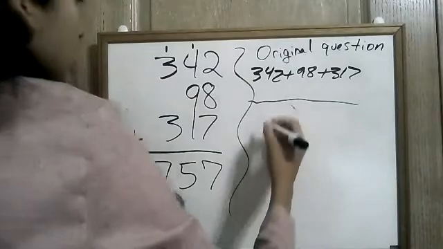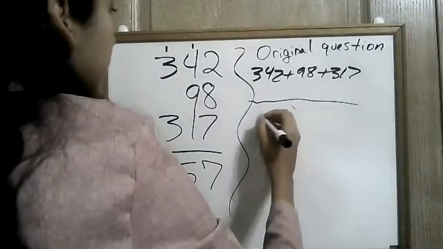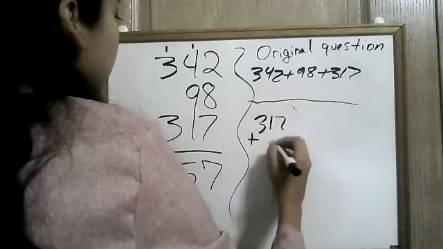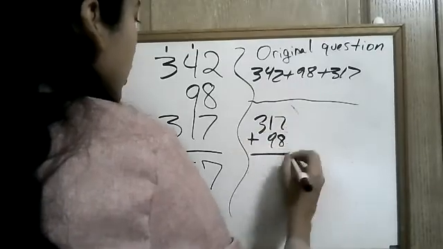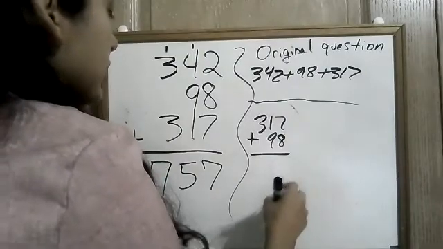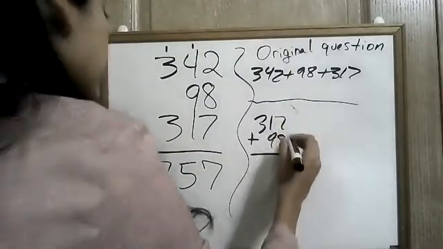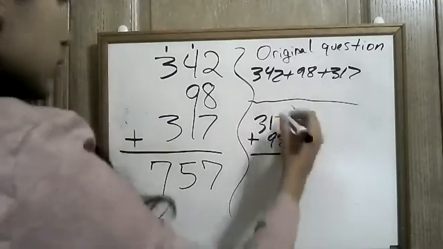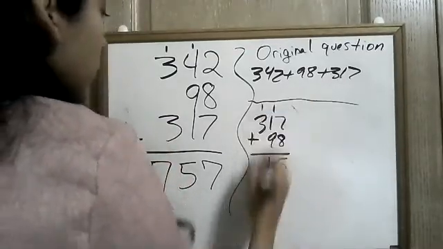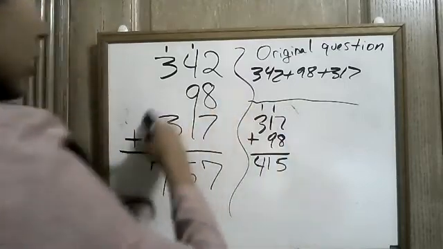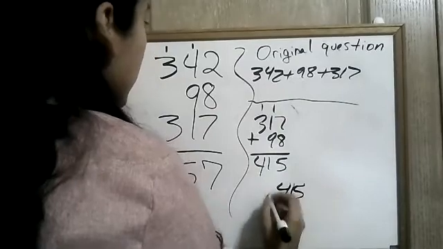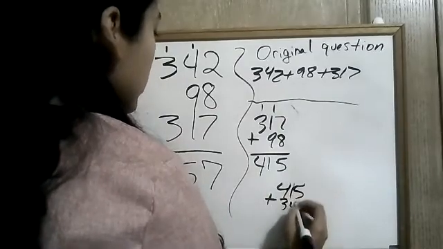But I could have gone ahead and added 317 and 98 together because those were the two smallest numbers. Add them up together. Let's see, 7 plus 8 is 15. Okay, we get 15. 10, 11, carry the 1, that's 4. And then I can add 415 plus 342.